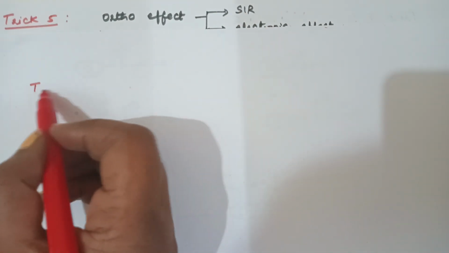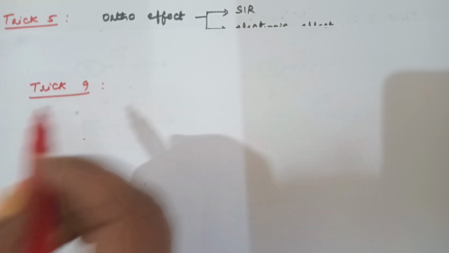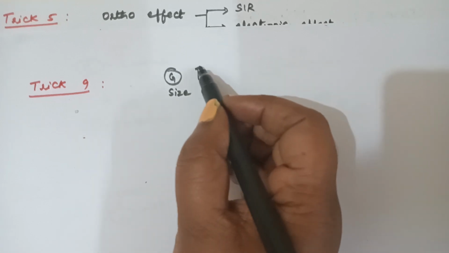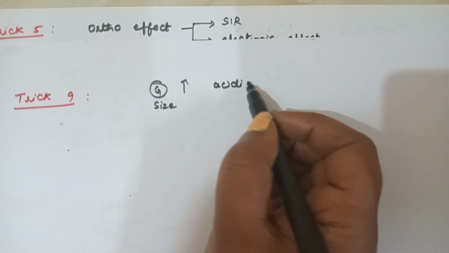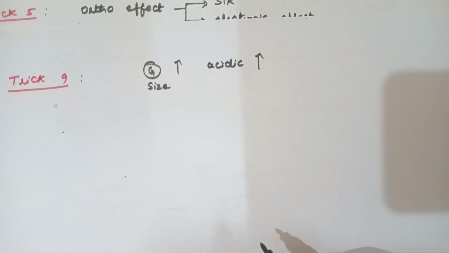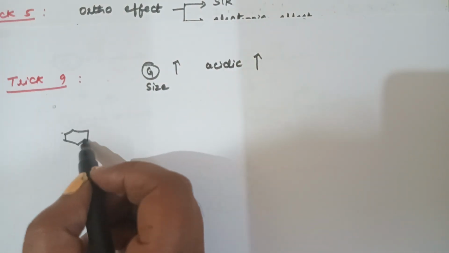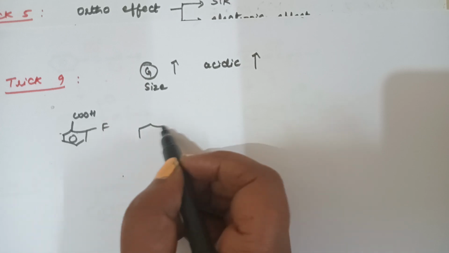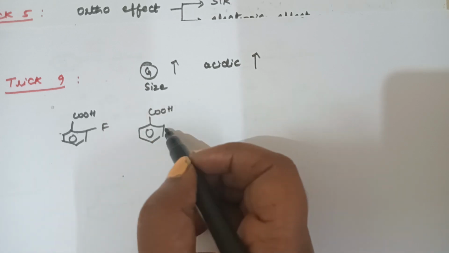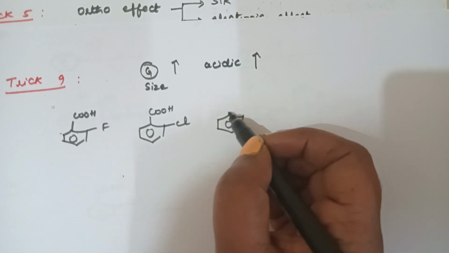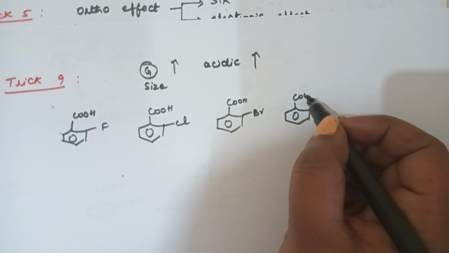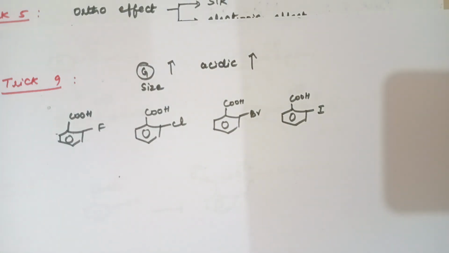Next we will go for trick number 9. So trick number 9 is, this is the group. If the size of the group is bigger, then the acidic nature of the acid also will increase. For example, fluoro group, fluorine. So in this we have to find the acidic nature.